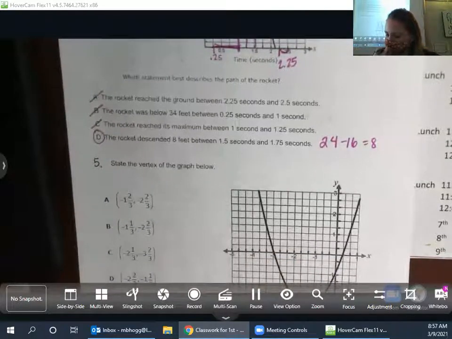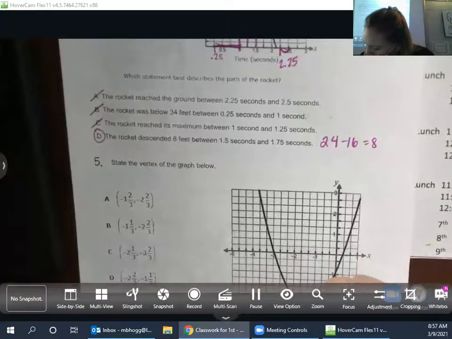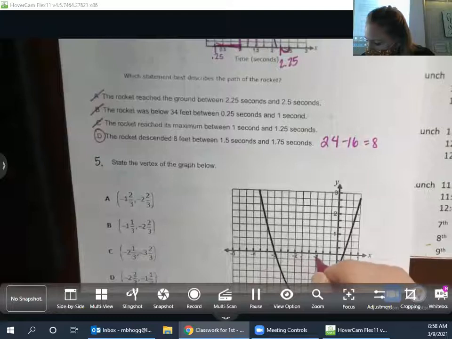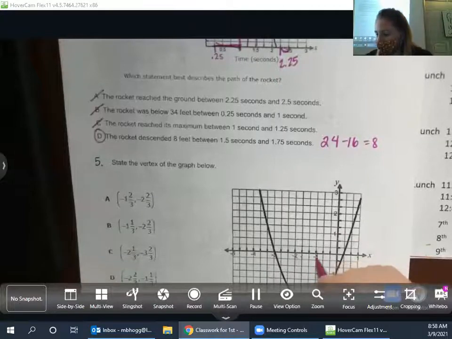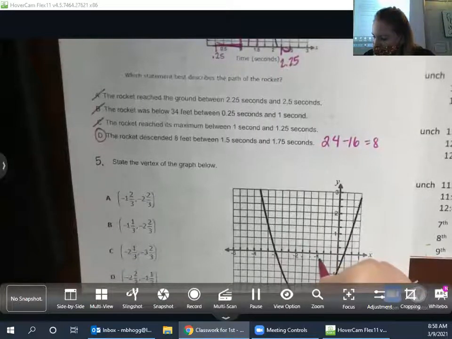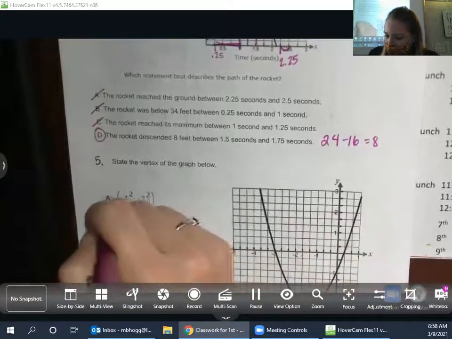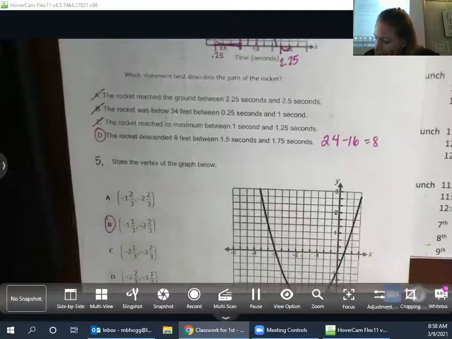All right, number 5. What's the vertex of the graph? See if you can figure that out. The coordinate point. You got to figure out what each line is first. This is dumb because it's going by thirds. So the x is definitely negative 1 and 1/3. So which one is that? Yep. B. So you really have to watch those grid lines.